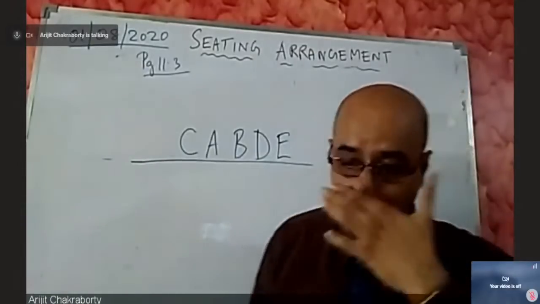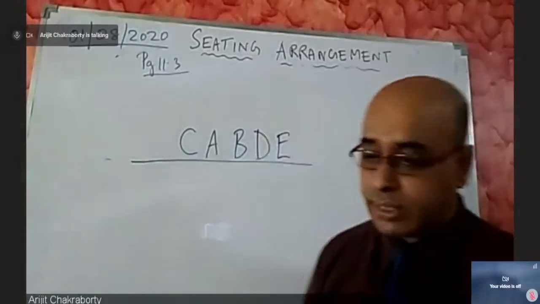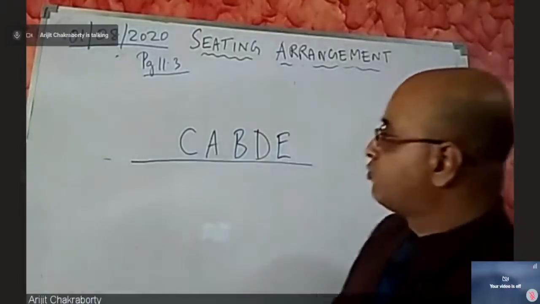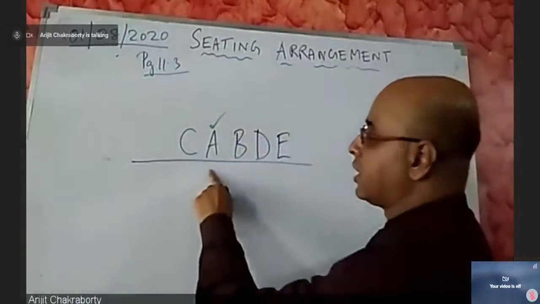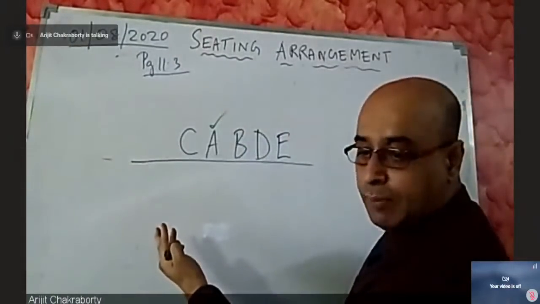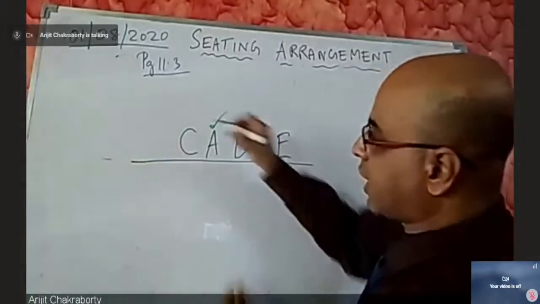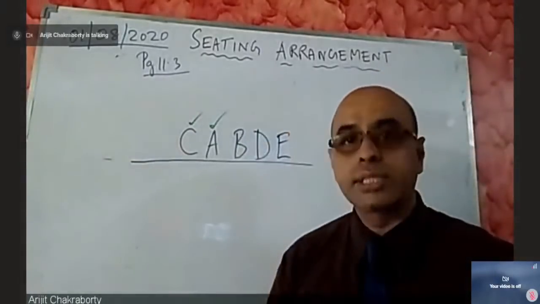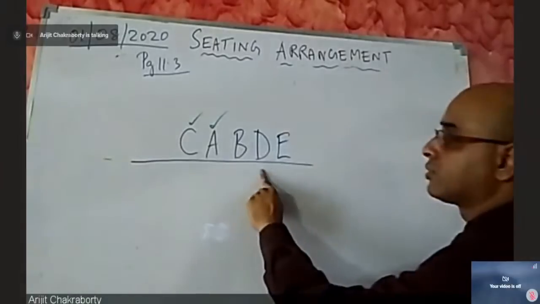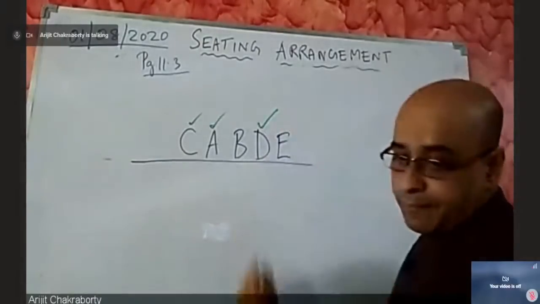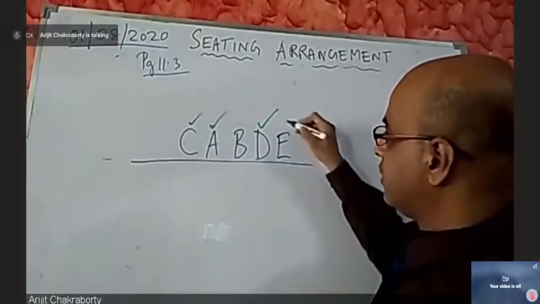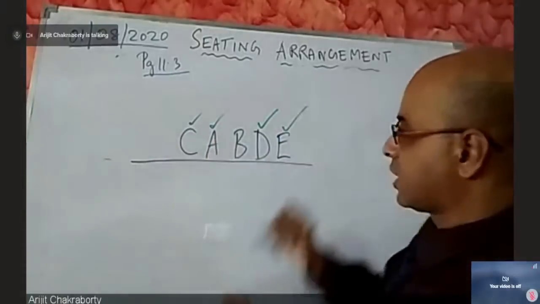Once again, let us see whether the conditions are met. A is to the left of B. Yes, we have satisfied the condition. A is to the left of B, but on the right of C. Yes, it is on the right hand side of C. D is to the right of B. We have satisfied that. But on the left of E. E is to the right. Yes, we have satisfied it.